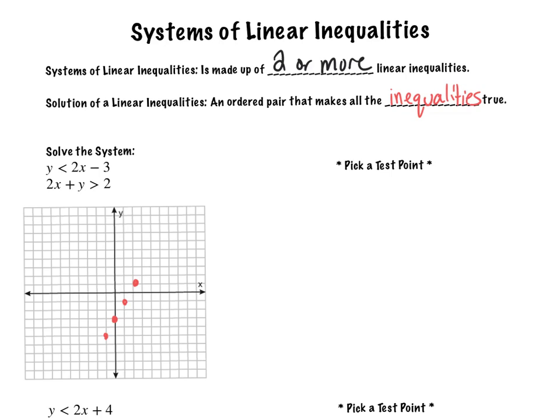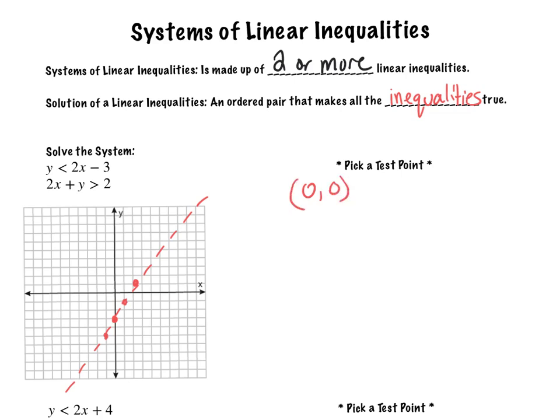Now here's where things get a little different. Normally, remember we just connect the dots and be good to go. Now I have to decide, do I have a dashed line or a solid line? Anybody remember yesterday what kind of line I'm going to have if I have less than or greater than? Dashed, because if it's not equal to, I just have a dashed line. And then I needed to do that whole test point deal. What was the test point we almost always try to use? 0, 0.